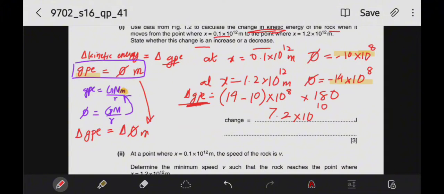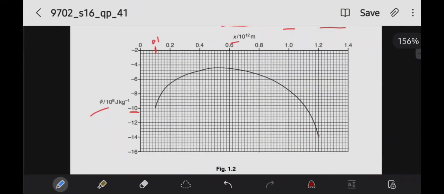That's our answer. Now to find out if it is an increase or a decrease, let's go back to the graph.